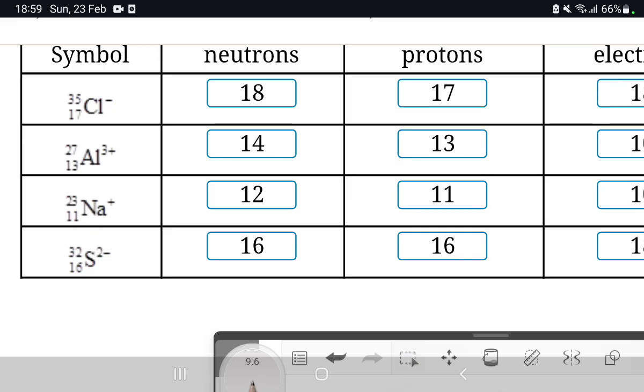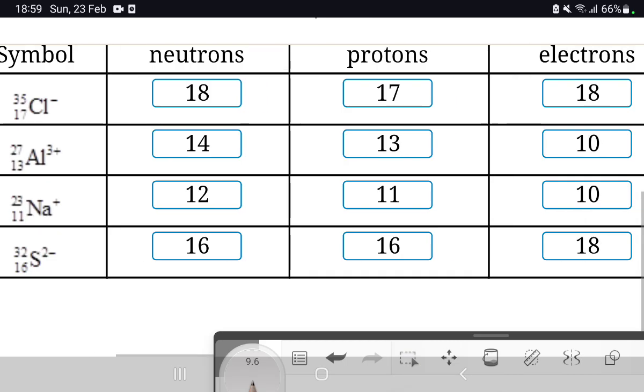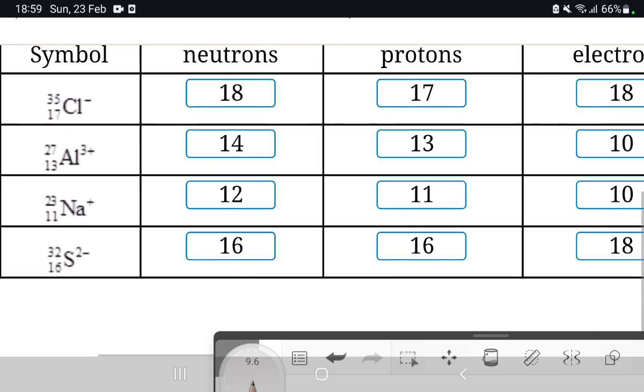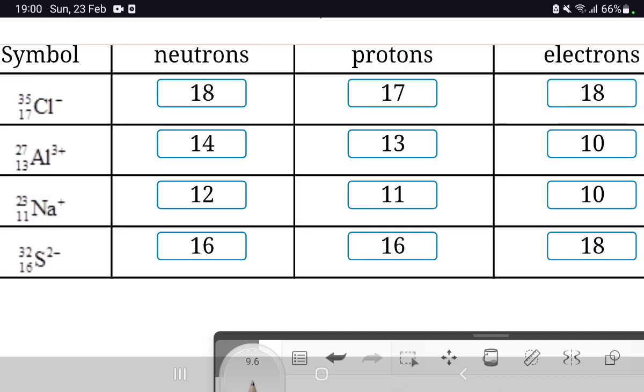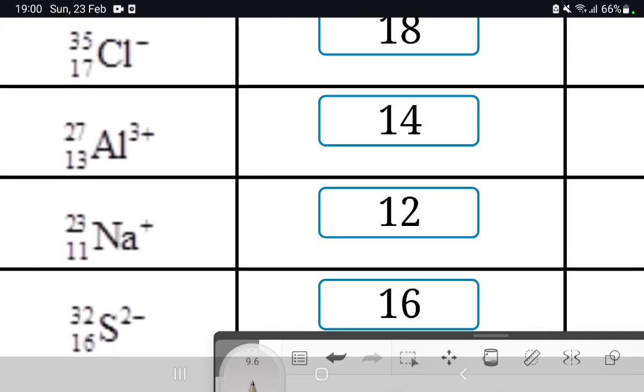Na+. So for the neutrons, as I've said time and time again, we're gonna do the mass number minus the atomic number, which will give us 12. For the protons, it's the same as the atomic number, and the electrons, we're just gonna do 11 minus 1. Since here we see plus, it doesn't mean that we don't do minus. When we see plus or minus, it's always minus 1 or plus 1. So yeah.